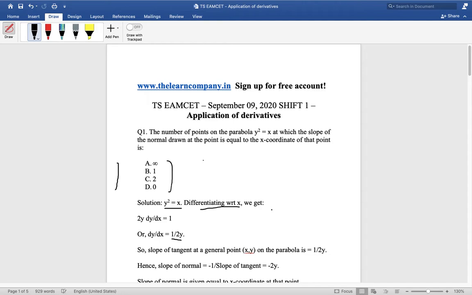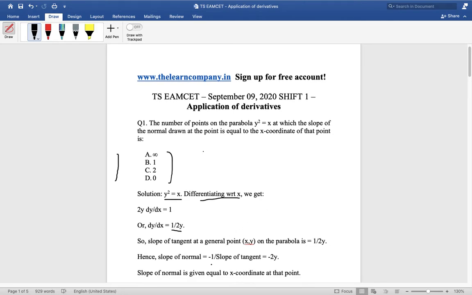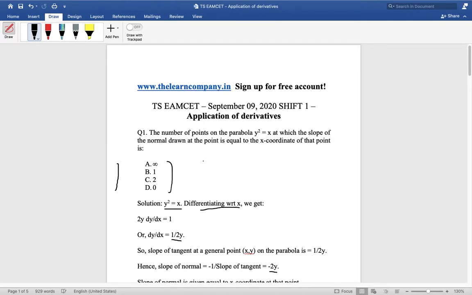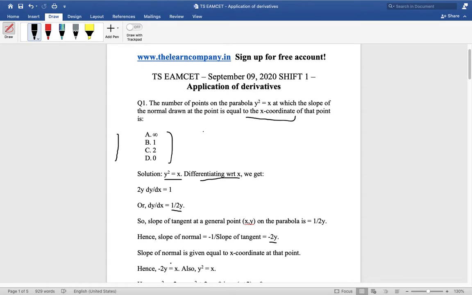So what will be the slope of the normal at that same point, which is equal to -1 by slope of tangent. So -1 divided by 1 by 2y is -2y, right? So slope of normal is -2y. This is given equal to the x coordinate of that point. So -2y is equal to x, right? But x comma y, the point that I have assumed here, lies on the curve y square equals x. So y square is equal to x.